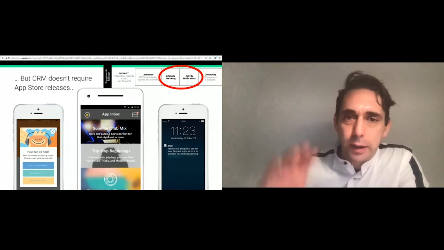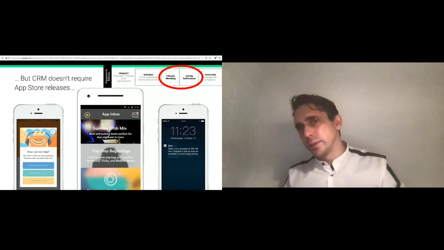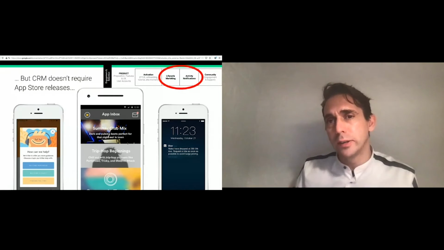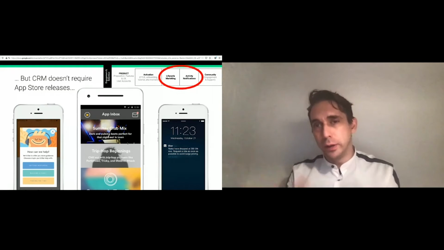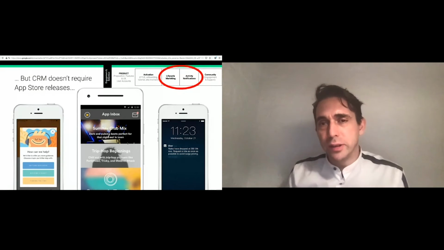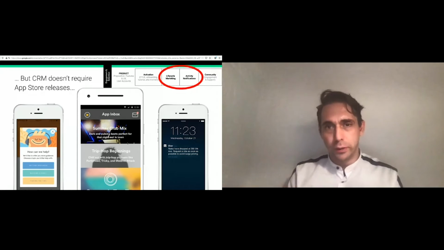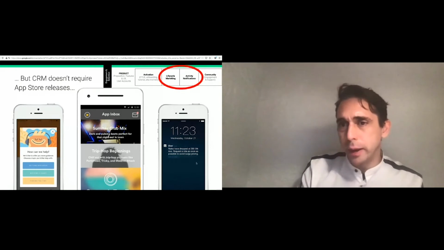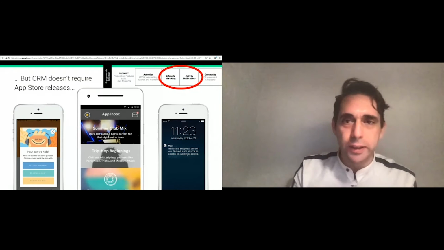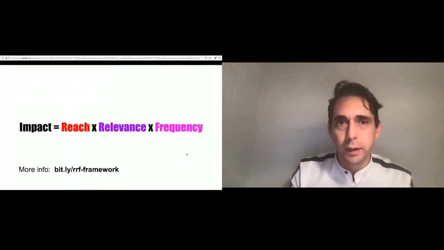In the middle, we have something called an app inbox, or sometimes a set of content cards, a persistent space within the app where you can leave messages for users, promotions or education, or really anything. And on the right, it's a push notification. You've probably all received plenty of those.